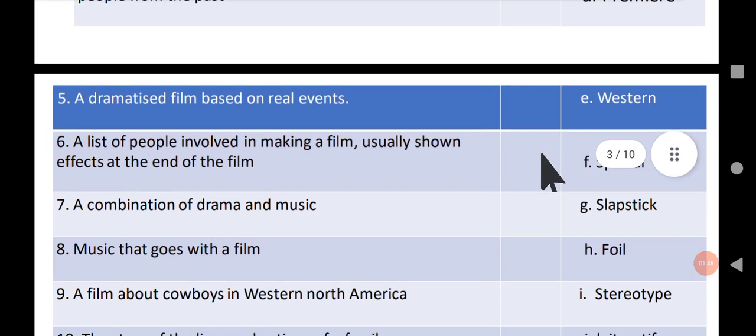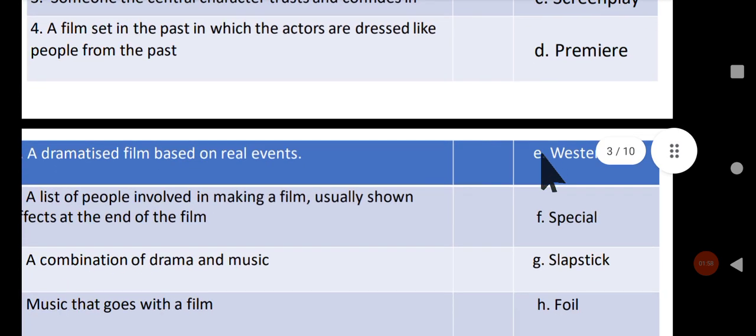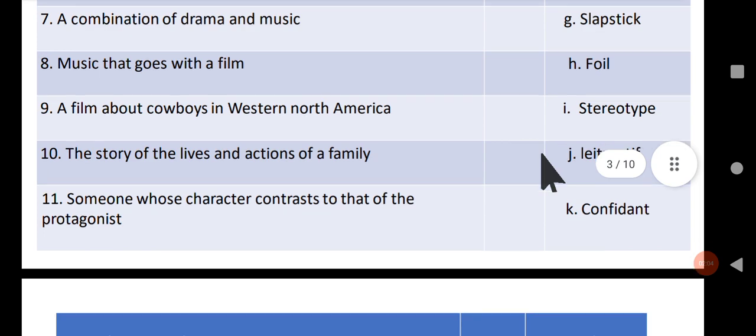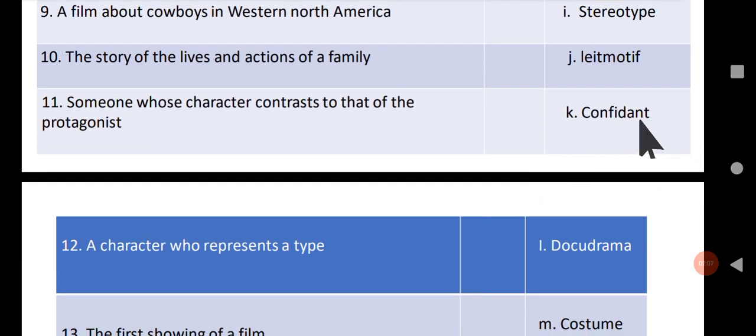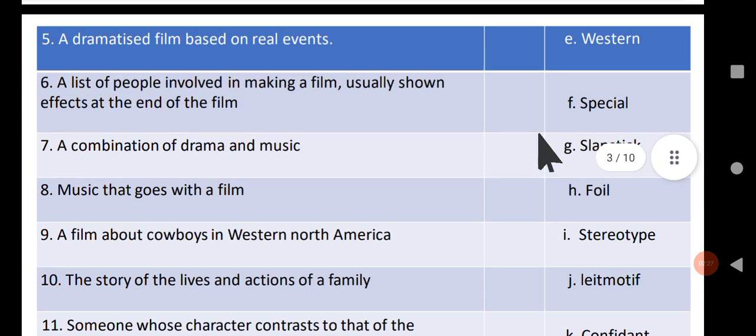Okay. Next one. Look at the third: someone the central character trusts and confides in. Confides in means depends on that person. Look at these options on the right side. Which one can you go with? Look at the K option here. Confidant is a person on whom we can depend, whom we can trust. This type of trusting issue is usually shown in films, right? So the character on whom another character depends is called a confidant here.